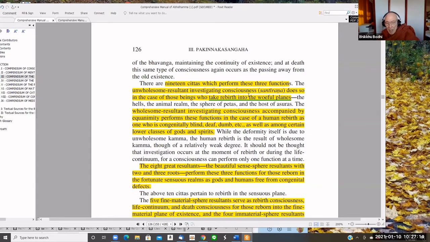But on those occasions, it is not performing the function of investigation. That's just the general name for that type of citta. But on those occasions, that type of citta is performing these functions of rebirth, bhavanga, and death for the beings in the lower realms of existence, the realms of misery.